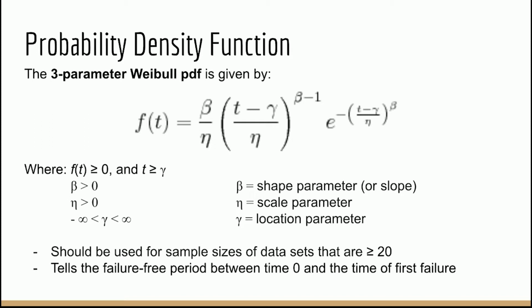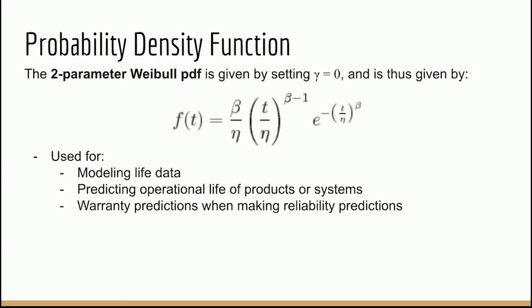That should be used for data sets with sample sizes greater than or equal to 20. This tells us the failure-free period between time 0 and the time of the first failure, giving us greater insight into our data. The 2-parameter Weibull PDF is given by setting gamma equals 0, which is f of t equals beta over eta times (t over eta) to the power of beta minus 1, multiplied by e to the negative (t over eta) to the power of beta. This is used for modeling life data, predicting operational life of products or systems, and warranty predictions when making reliability predictions.